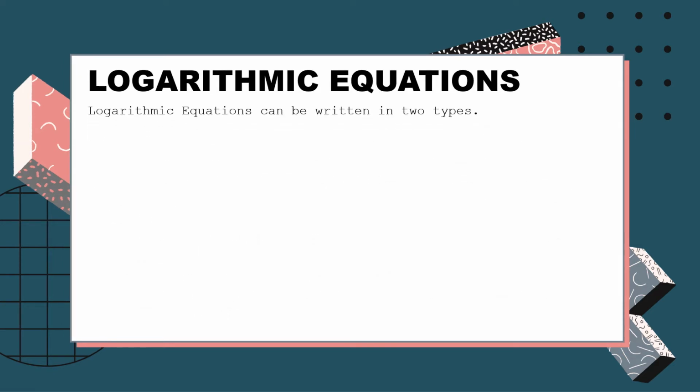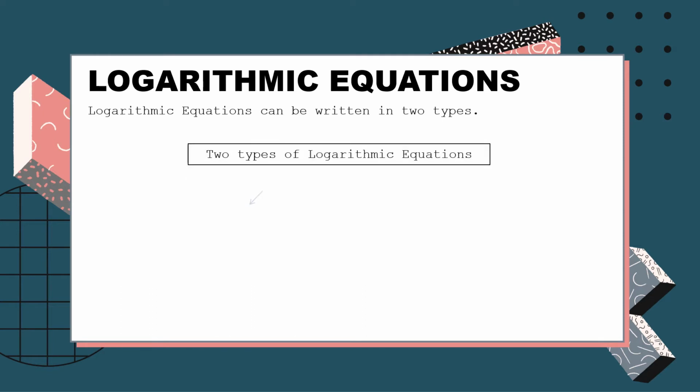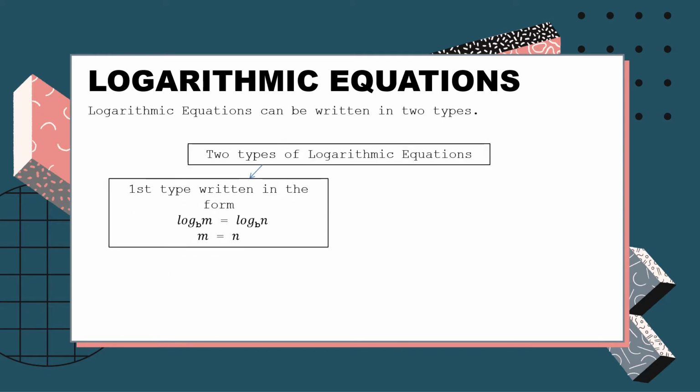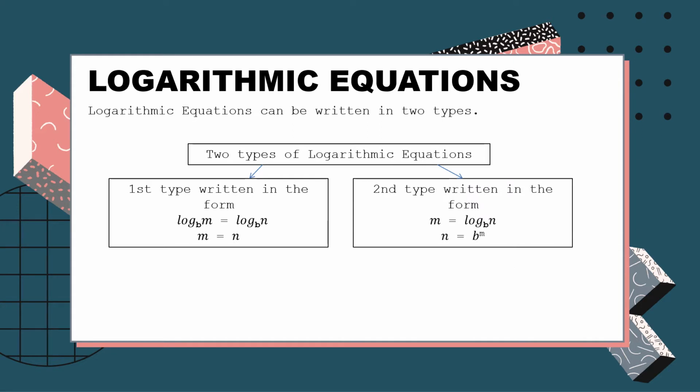Logarithmic equations can be written in two types. The first type is written in the form log base b of m equals log base b of n, which makes m equal to n. And the second type is written in the form m equals log base b of n, which makes n equal b raised to the power of m, where b is greater than 0 and not equal to 1, m is greater than 0, and n is greater than 0.